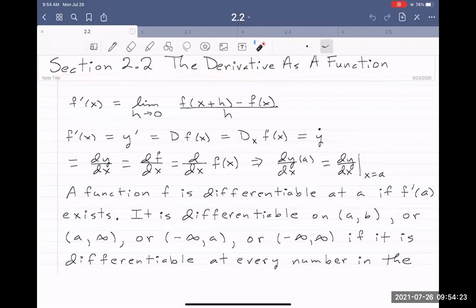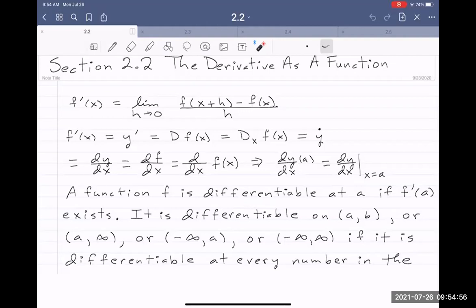2.2, the derivative as a function. So in this section, I'm going to give you notation and further concepts involving the derivative. Again, I'll be a little bit more precise even than I was in the last section on the concept of a derivative. And I'll also give you the definition of the idea of a derivative as a function.